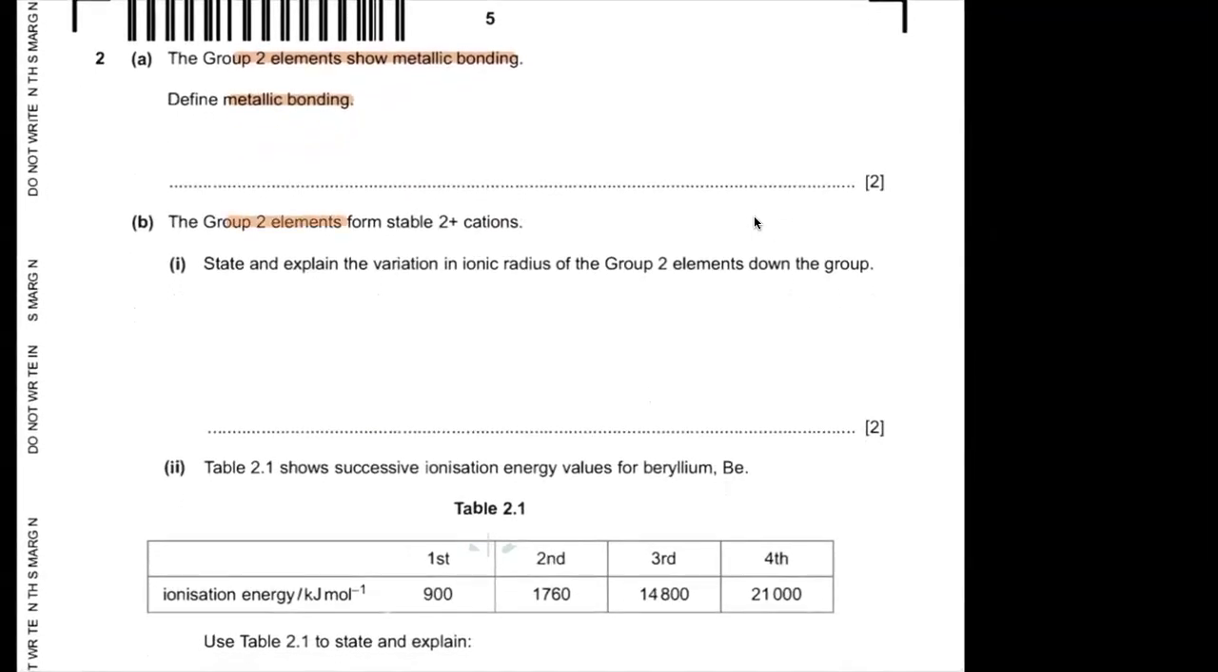Next part, group 2 elements form stable 2 positive ion state. Explain the variation in the ionic radius of the group 2 elements down the group. So we know what happens to the atomic radius down the group; ionic radius increases, right? Or gets larger. And why is it so? As the number of shells increases.